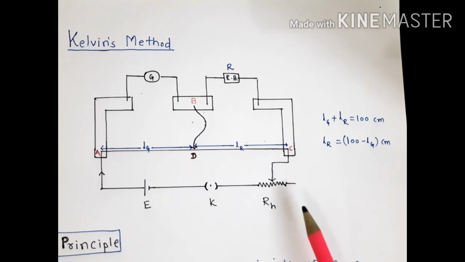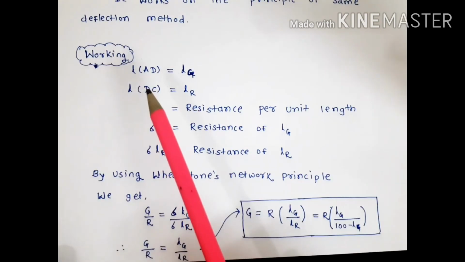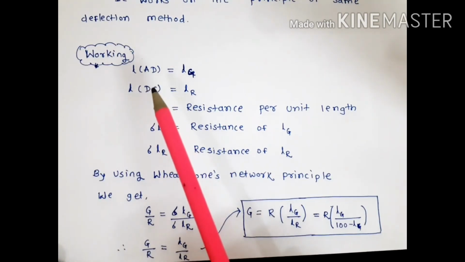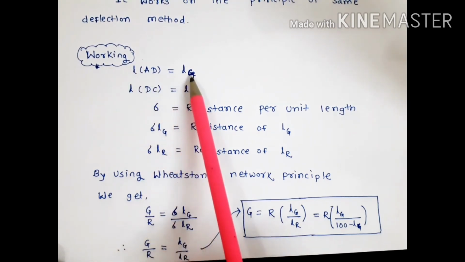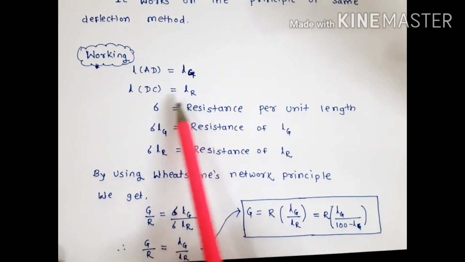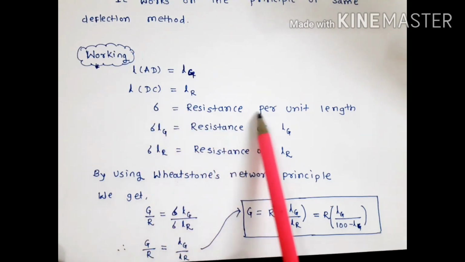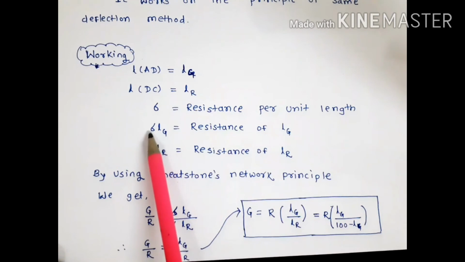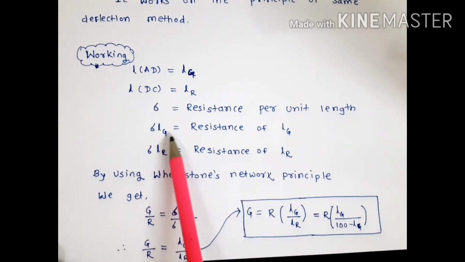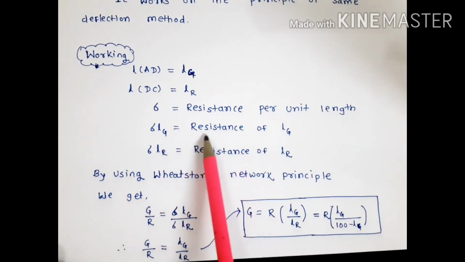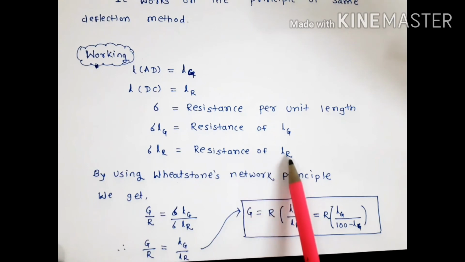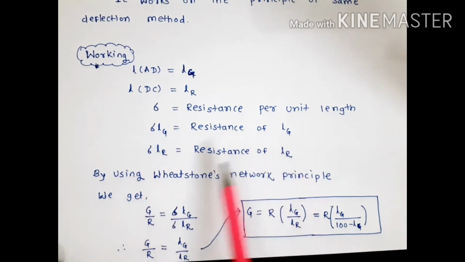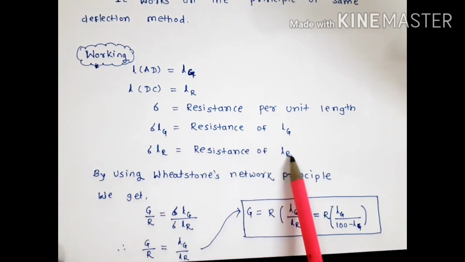By noting all these points, now let us concentrate on the further matter of working. Length AD is denoted by LG. Length DC is denoted by LR. Sigma is the resistance per unit length. We know that when sigma is multiplied by LG, it represents the value of the resistance of LG. When sigma is multiplied by LR, it gives the resistance of LR. Sigma LG is the resistance of LG. Sigma LR is the resistance of LR.